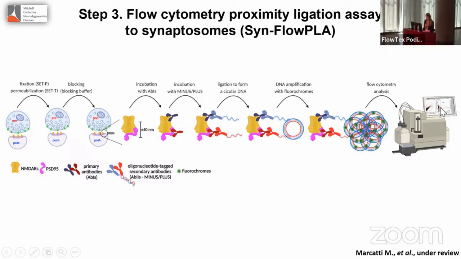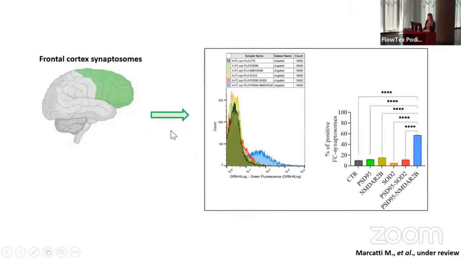So what we did, basically, we performed PLA on synaptosomes isolated from frontal cortex. One important thing that has to be considered for PLA is the use of technical negative controls, which in our case are synaptosomes that go through the PLA procedure without any antibody in the solution, or synaptosomes with only one antibody, just to understand if there is any background fluorescence, which is important to set the threshold over the fluorescence for the PLA.